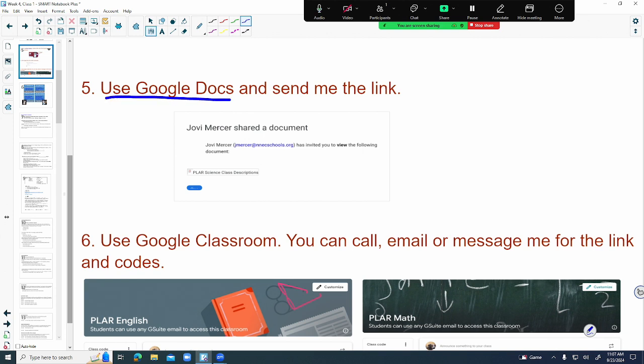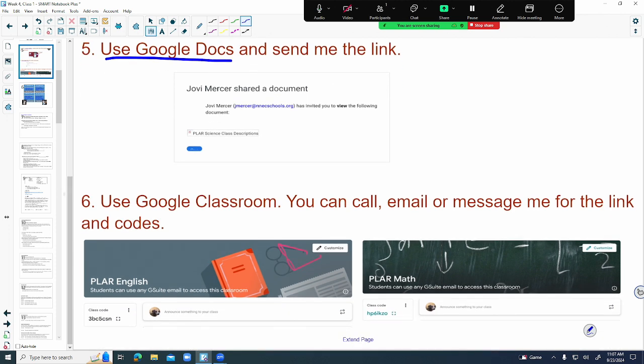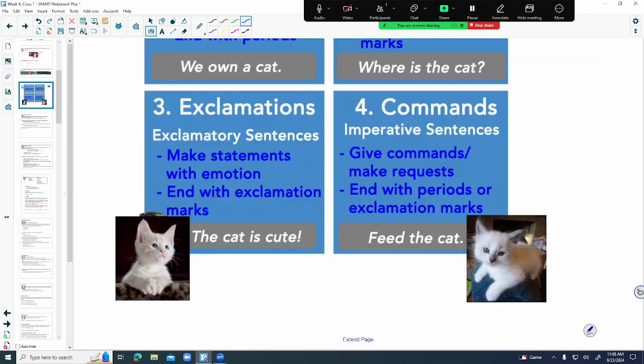You can also use Google Docs to send me your work. If you use Google Docs to do your work, then just send me the link to your work and I can mark it that way. And the last way is to use Google Classroom. Google Classroom is completely online. You sign in and you get all the work, and you can do the work online and submit it online as well. So it's completely paperless if you want to do it that way. Again, lots of ways to submit your work.